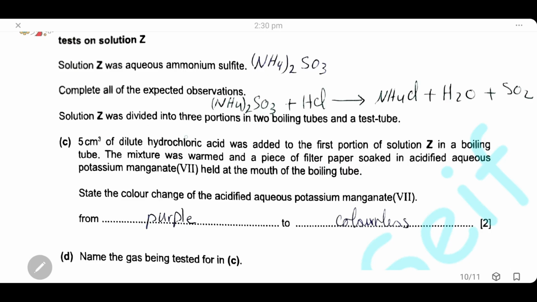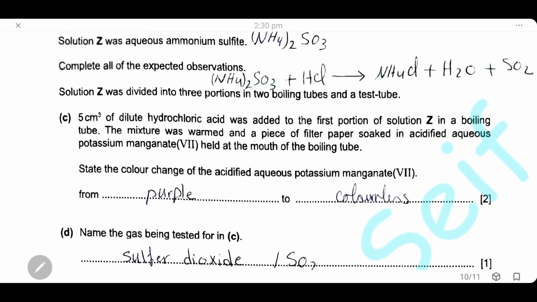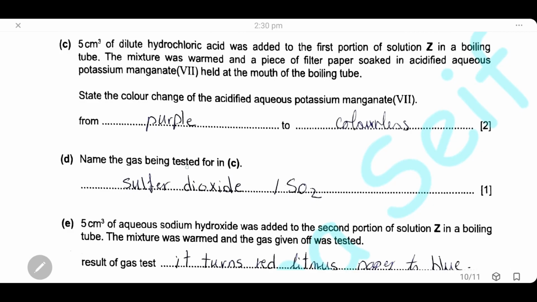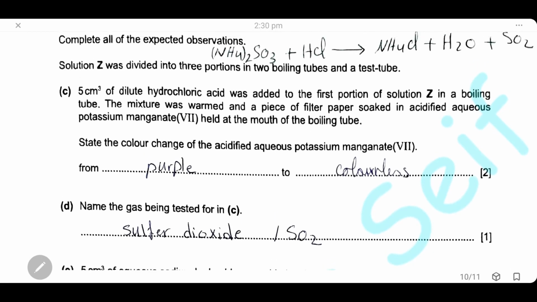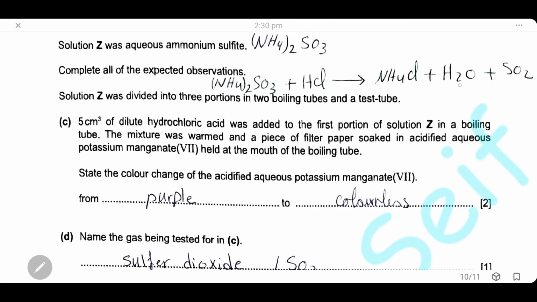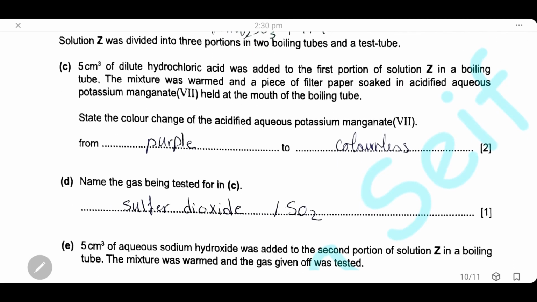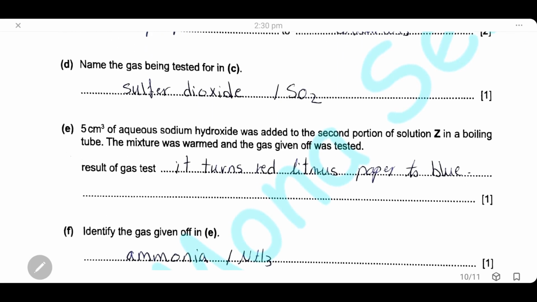Here, the hydrochloric acid will react with the ammonium sulfide. As we can see from the equation, the products will be ammonium chloride, water, and sulfur dioxide gas. Sulfur dioxide gas can be tested with acidified aqueous potassium manganate, and the color of the acidified aqueous manganate will change from purple to colorless. Name the gas formed at C. It will be sulfur dioxide.